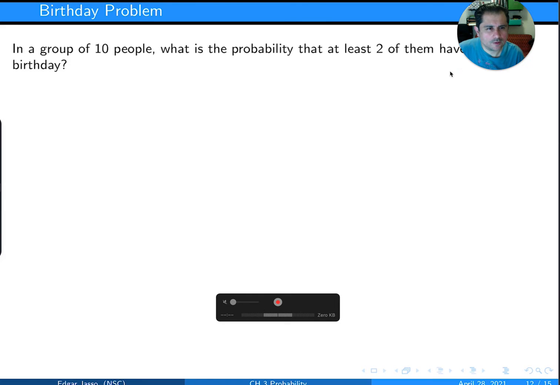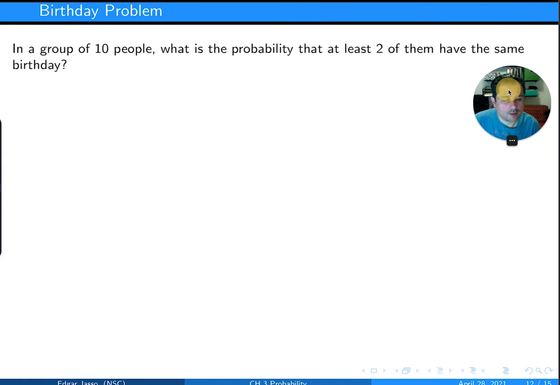Okay, so we're going to do a famous birthday problem. Maybe some of you have heard it in class before or somewhere else. So I'm going to start by saying, in a group of 10 people, what is the probability that at least 2 of them have the same birthday?